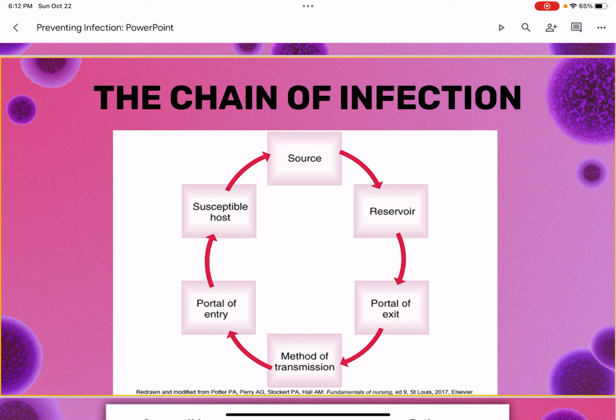The susceptible host is the person infected. The transmitted microbe needs a host where it can grow and multiply. Susceptible hosts are at risk for infection. Susceptible hosts include persons who are very young, are old, are ill, were exposed to the pathogen, and those who do not practice measures to prevent infection.